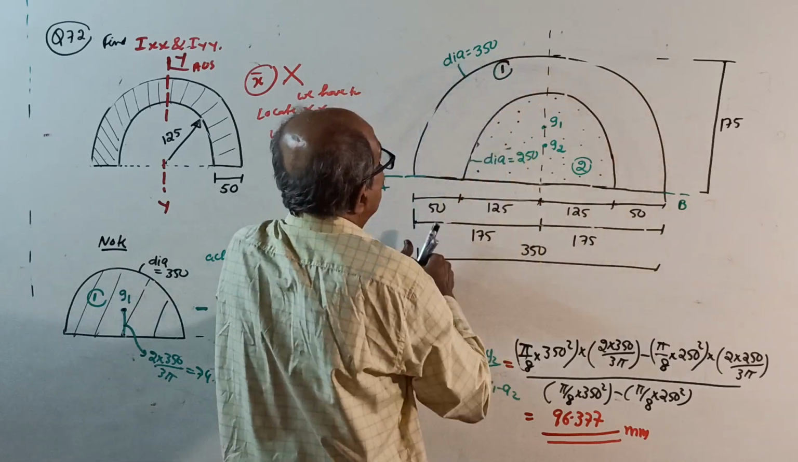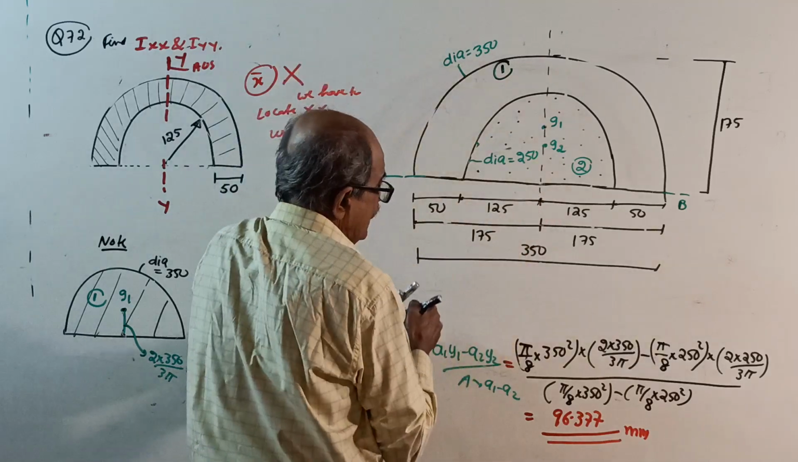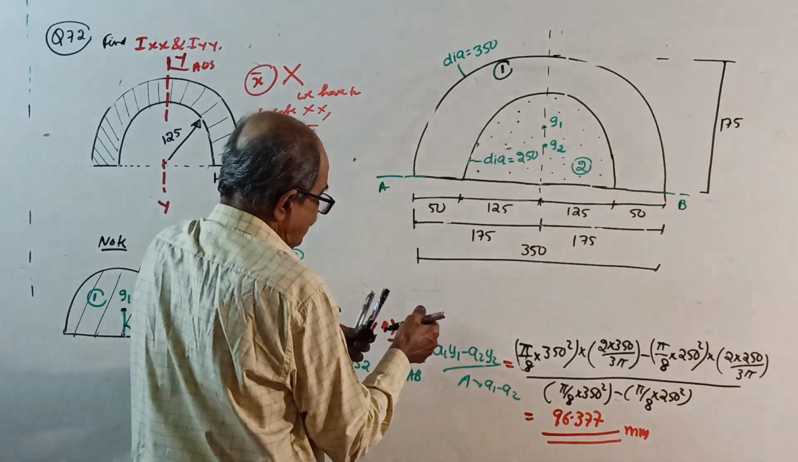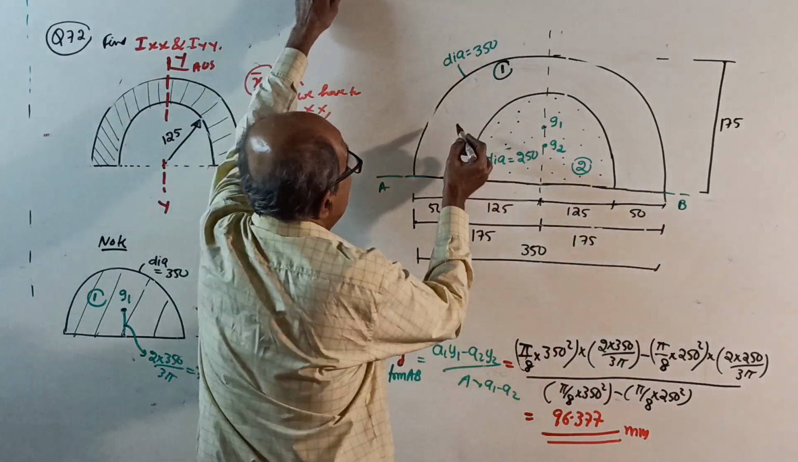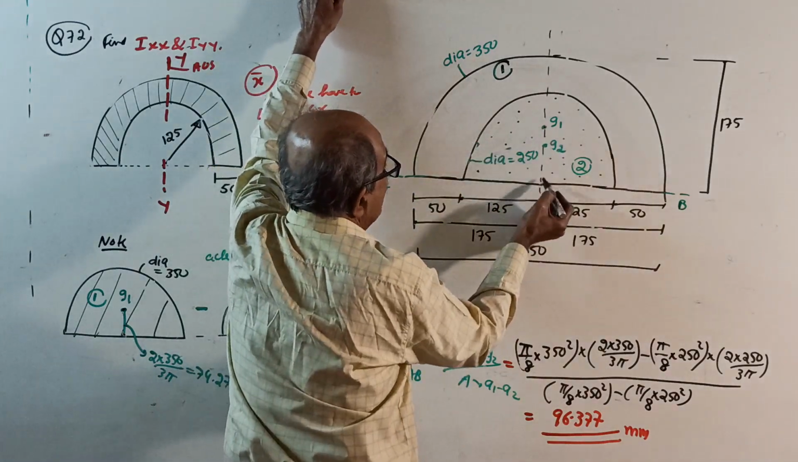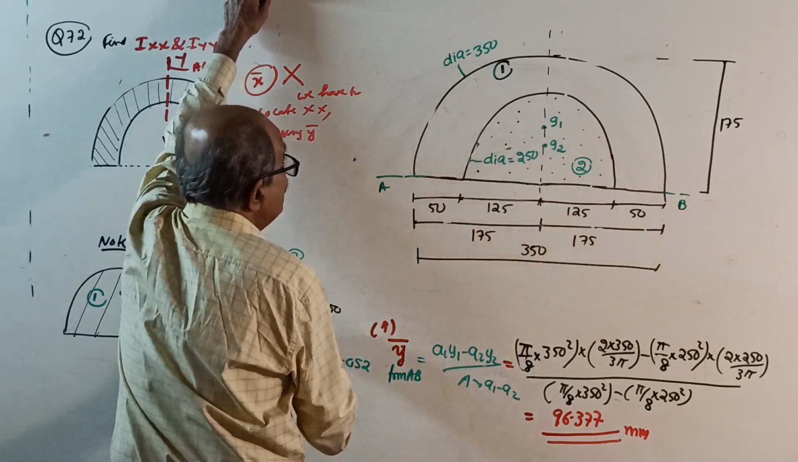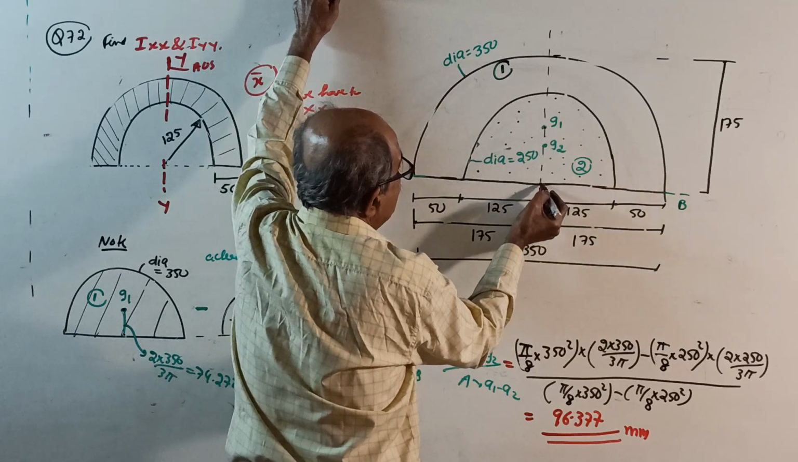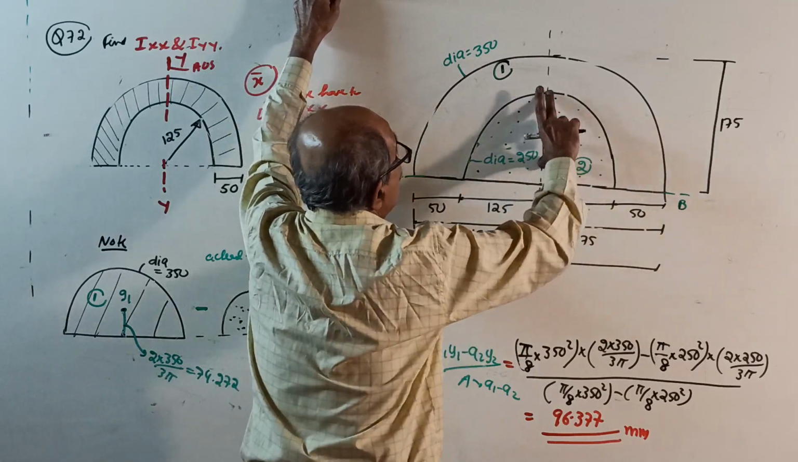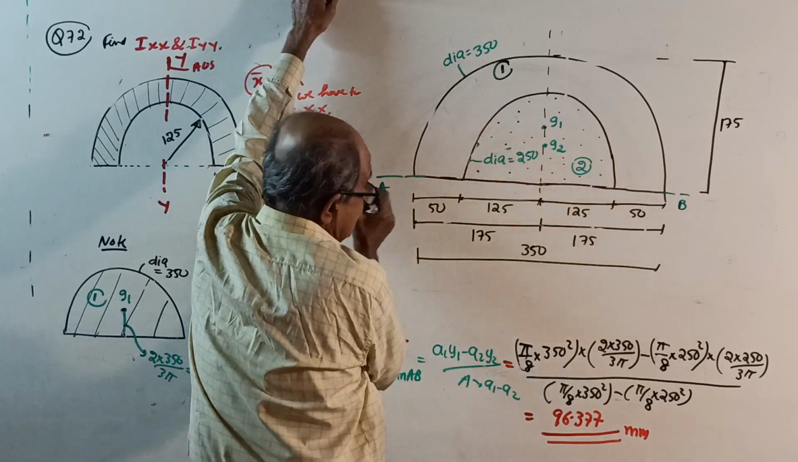Okay. Therefore, your centroid will be from the base at 96.377. Up from here up to here is 2 into 350 by 3 pi, which is 74. So it is a little above. And from here up to here is 125. So 96. See.